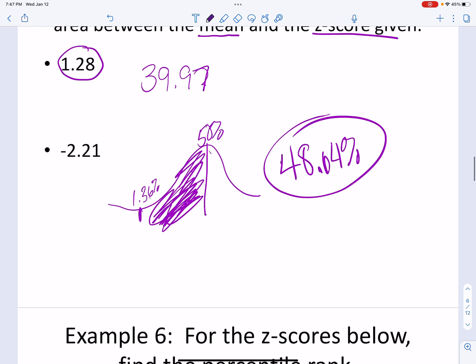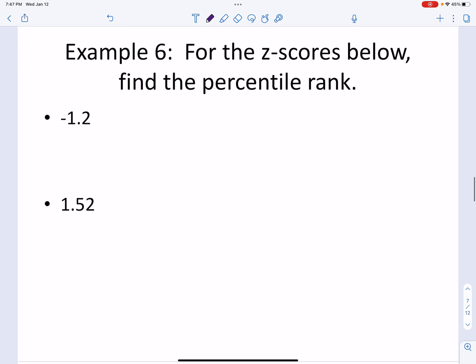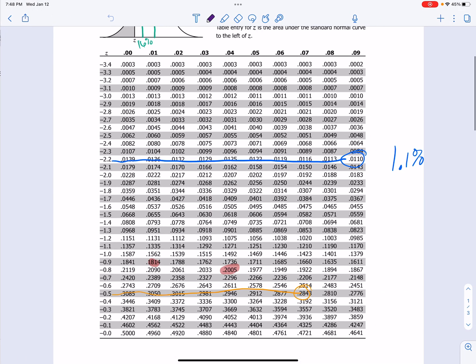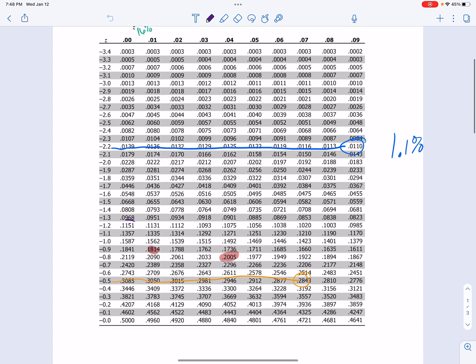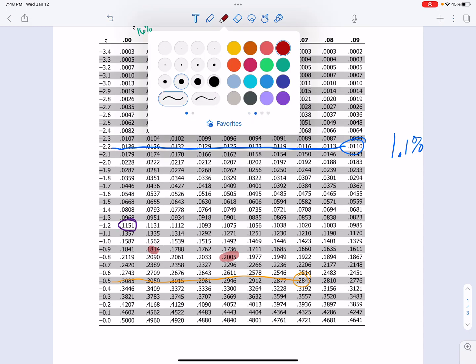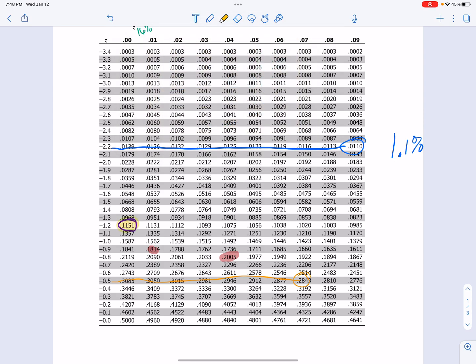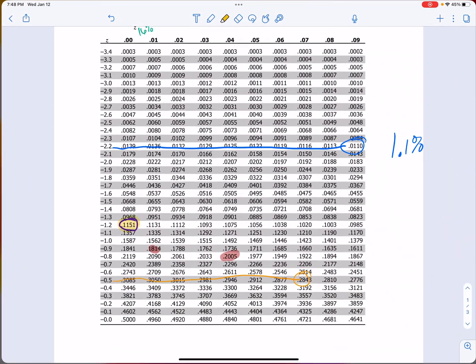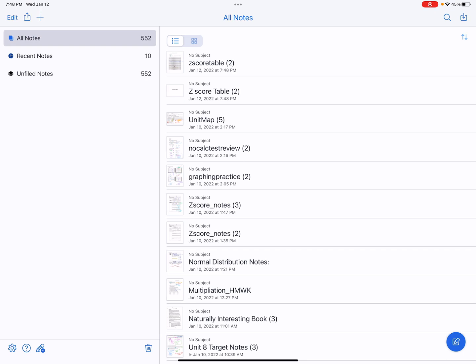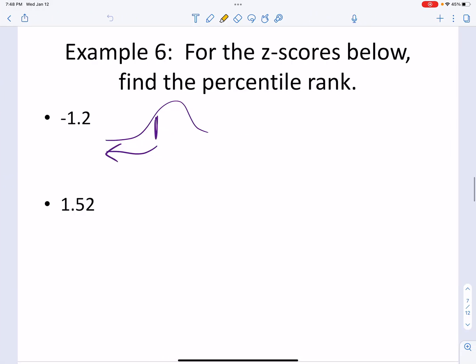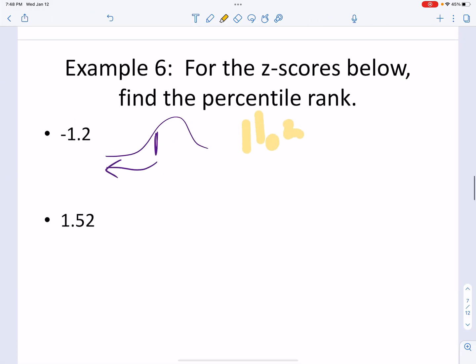Okay. All right, we did that when I was showing it. So find the percentile rank. The percentile rank is where everything is below it. So all I have to do is look up negative 1.2, and my percentile rank is 11. It's down here, I don't know if you saw it in this bright yellow. Negative 1.2 is 11.51. So my percentile rank is 11.51.